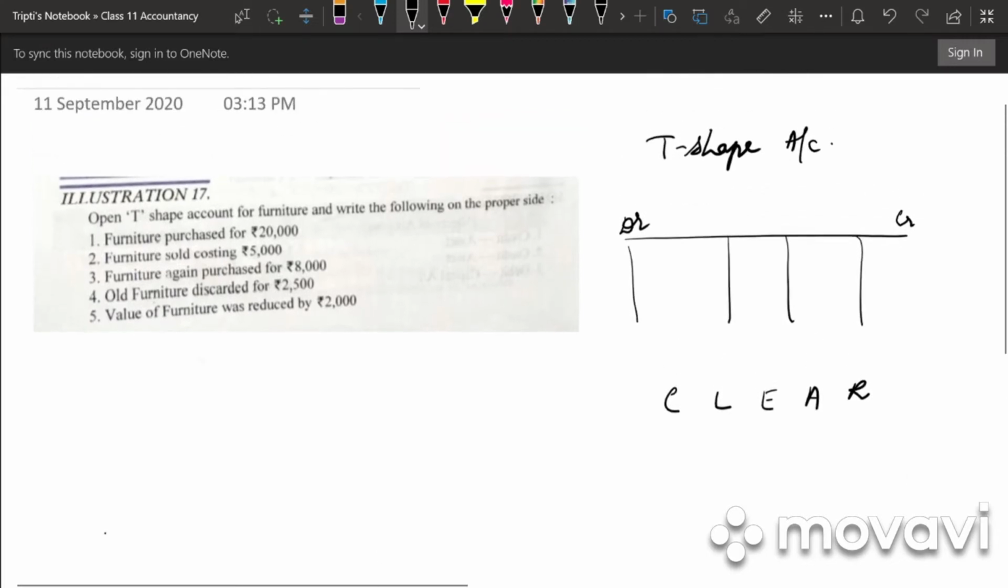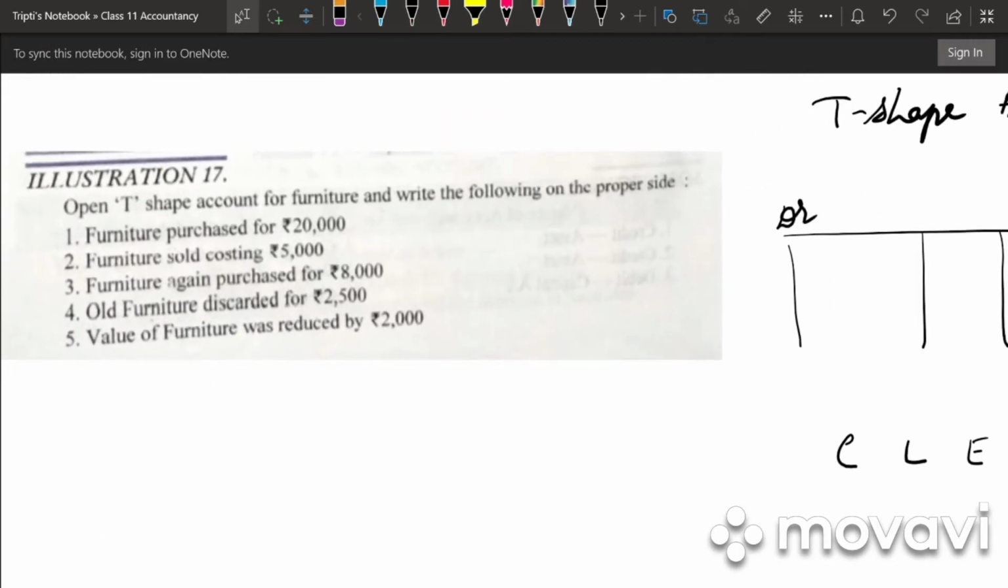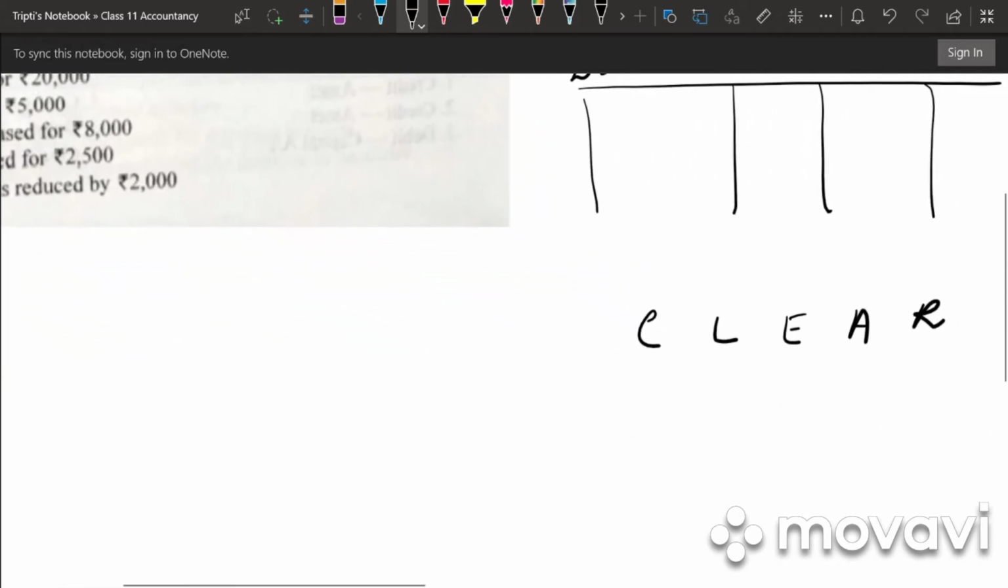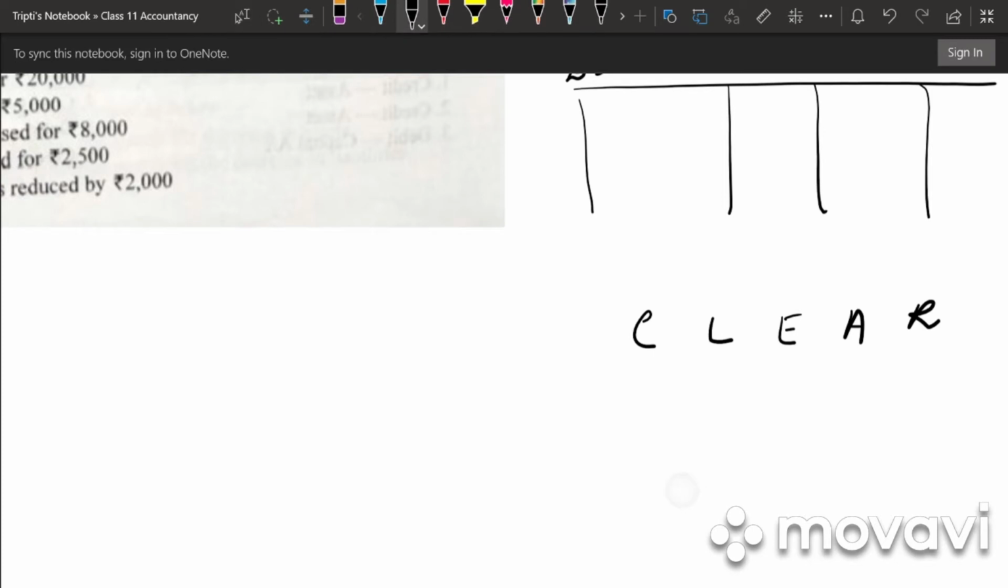So let's see our first illustration, that is illustration 17. Open T-shape account for furniture and write the following on the proper side. So we have 5 entries and we need to prepare a T-shape account. So firstly, which account do we need to prepare? Furniture. So what is the nature of furniture account? Is it capital? No. Liability? No. Expense? No. It is an asset.